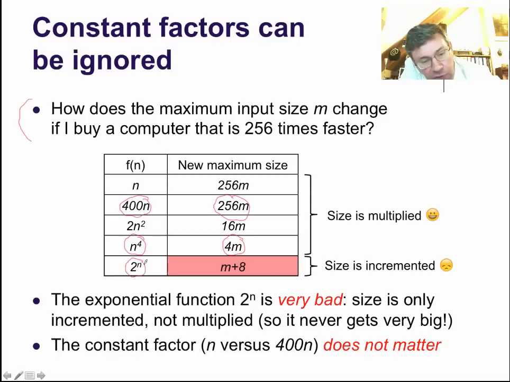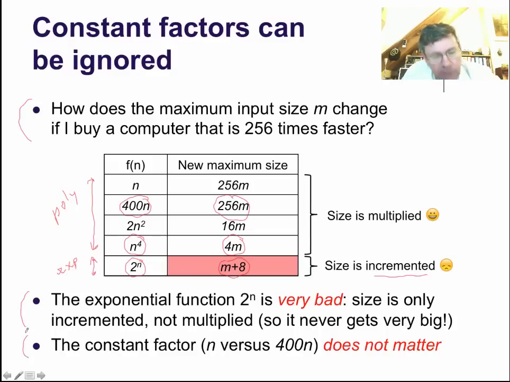But if I have 2 to the n as my execution time, I can treat problems that are only plus 8. Notice in the first part here, I can treat problems bigger by a multiplicative factor. I multiply the size of the problems I can treat. These are all polynomials. Notice here the exponential function, I can only increment the size of the problems I can treat. So we can see there's something bad about the exponential function. Algorithms that take that much time have a problem.